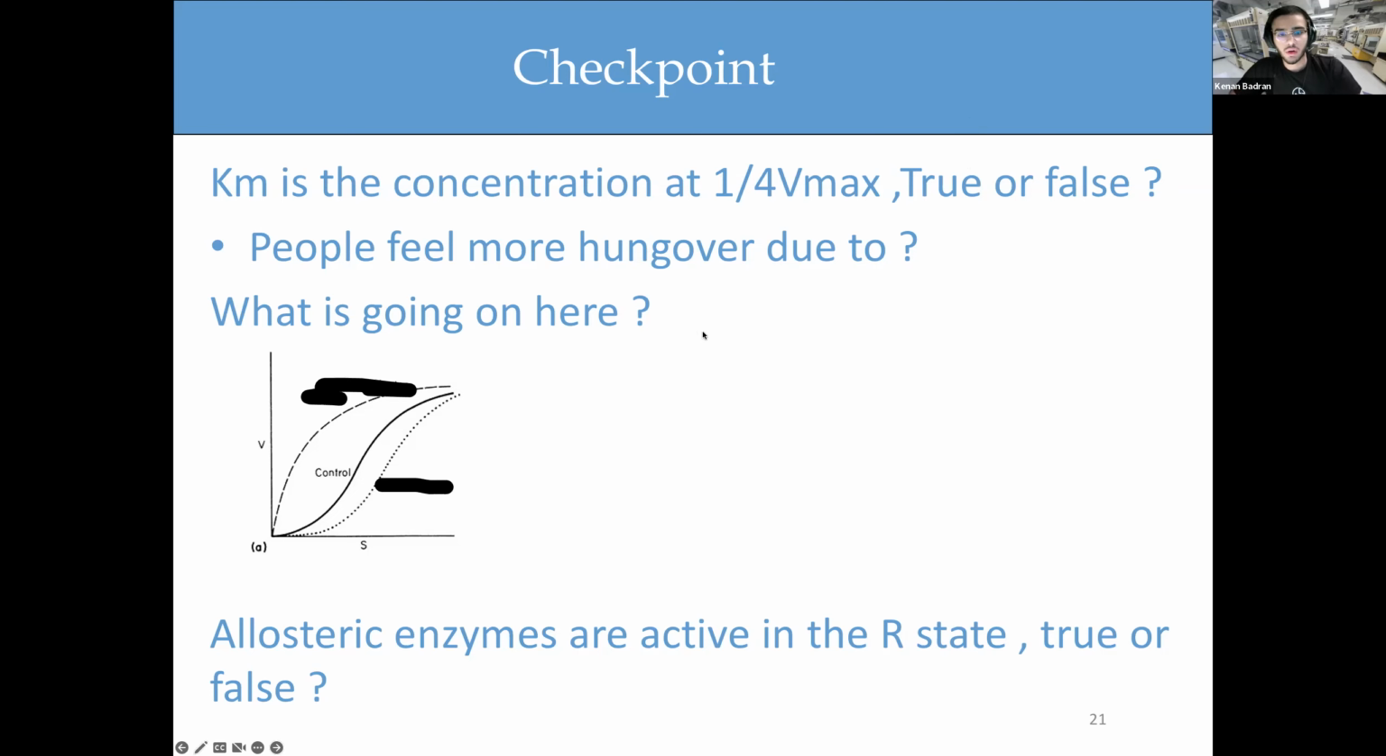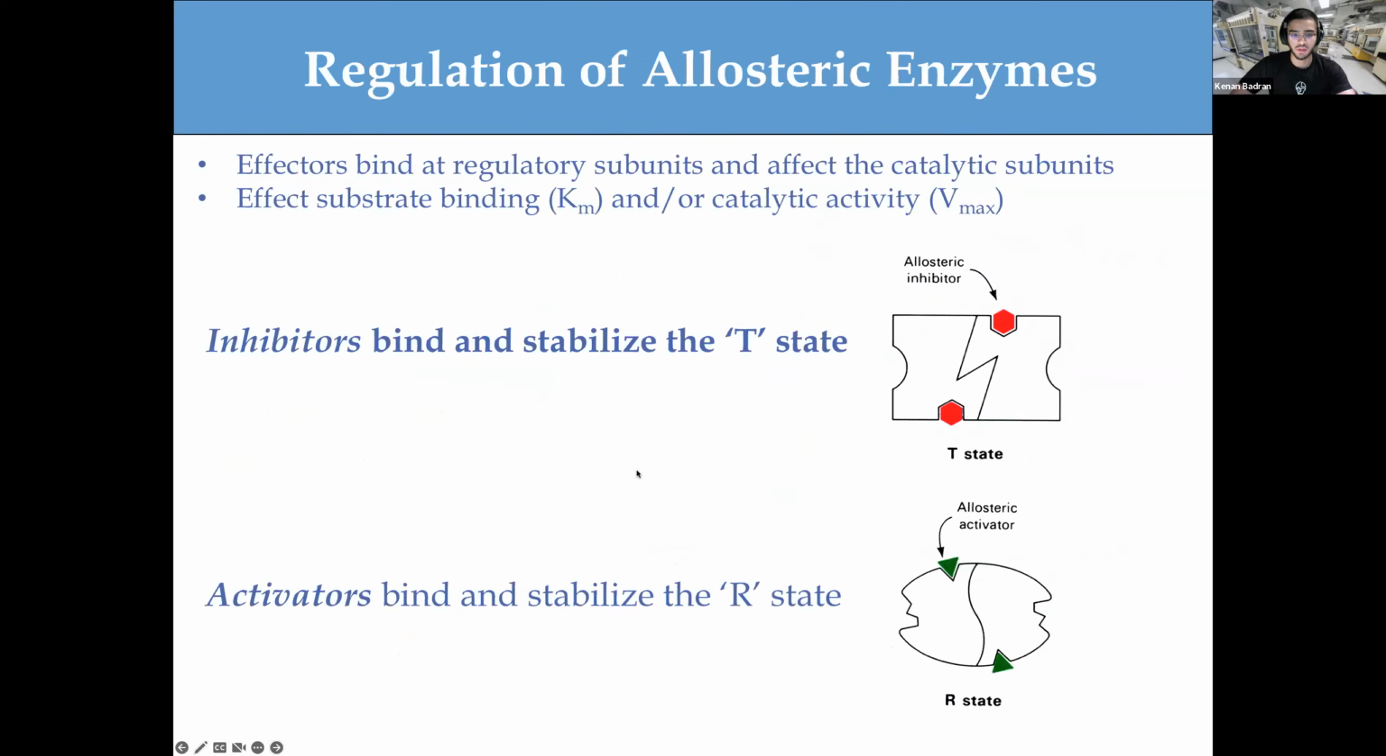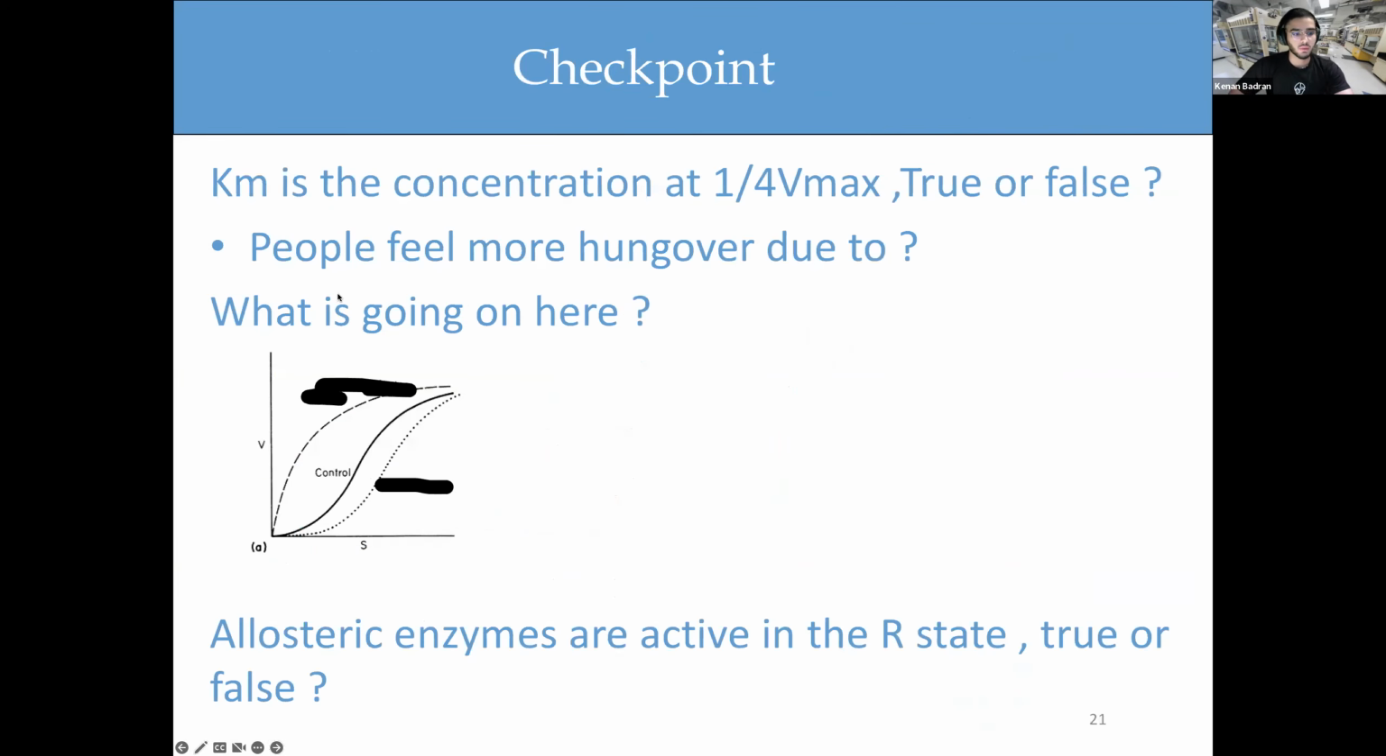And people feel more hungover due to what? Due to the low Km, so high affinity of the enzyme, as we said for the acetaldehyde dehydrogenase. And what is going on here? We said, obviously, this is a sigmoidal curve of the allosteric enzyme. You are given here an activator, and here's an inhibitor.